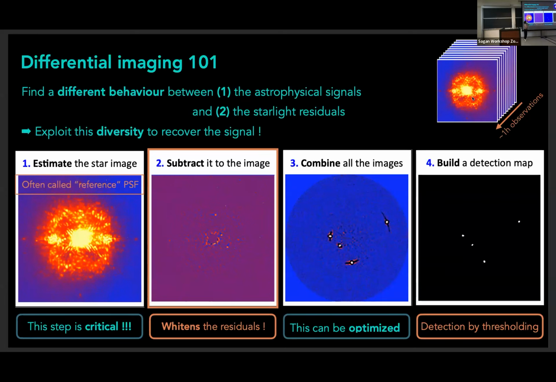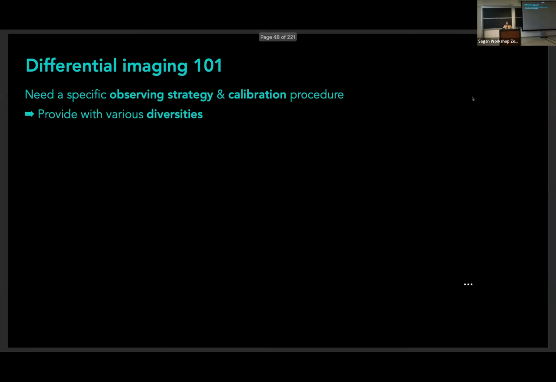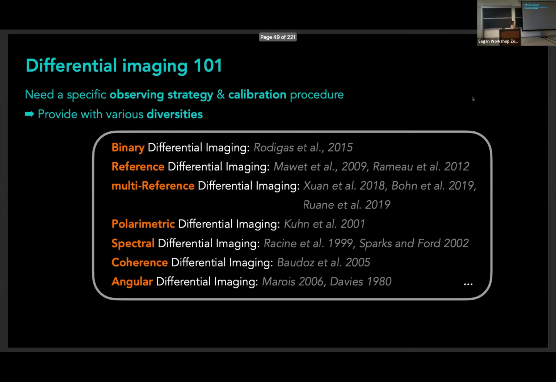And the variation mainly comes from, as we saw yesterday during the several talks, the very close to the star, which is exactly where we're trying to find planets. So it's a bit annoying. For that, you need a very specific observing strategy and calibration procedure, and you can have various diversities. It's a non-exhaustive list of what exists in the literature: binary differential imaging, reference differential imaging, multi-reference differential imaging, polarimetric imaging, all those things, okay?